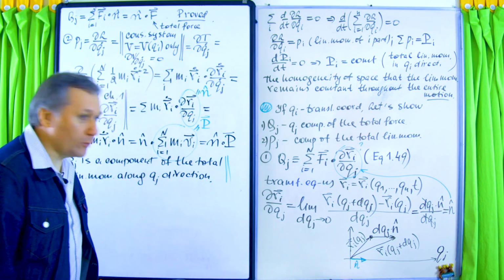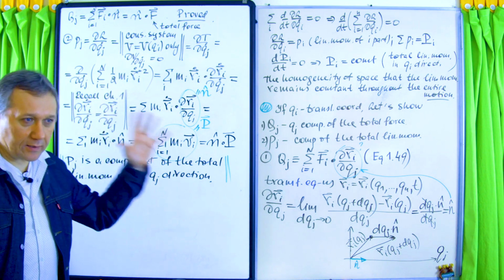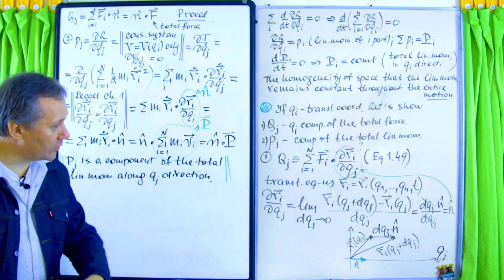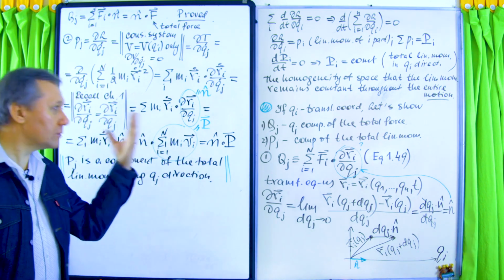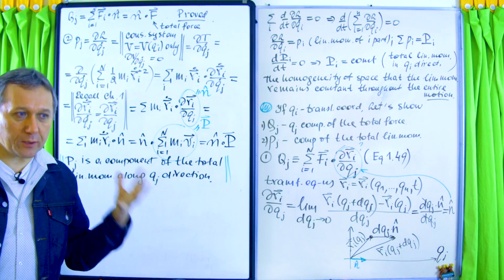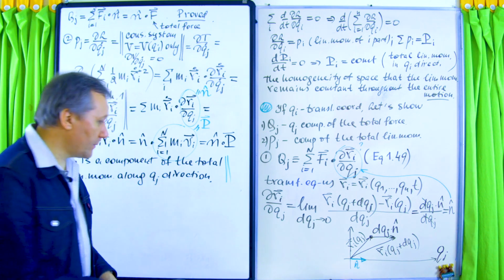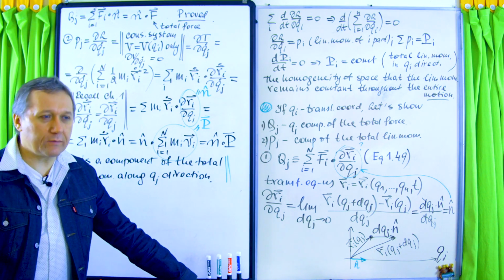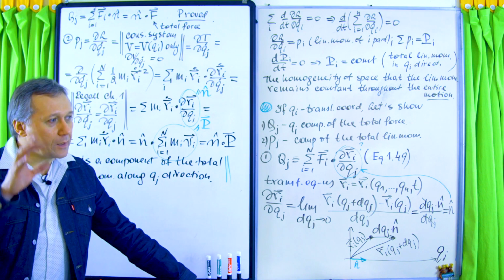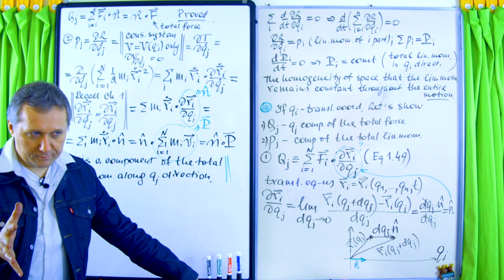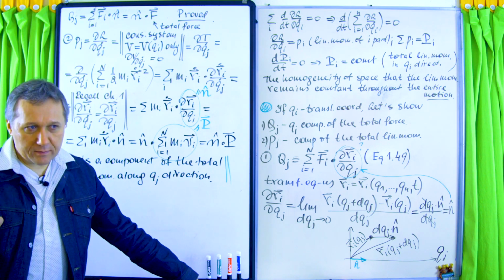So now we connected conservation of linear momentum with homogeneity of space. We showed that generalized force is a regular force, and generalized momentum is a linear momentum. Now let's do the same for angular coordinates, which will lead to the conservation of angular momentum. So if space is isotropic, isotropy of space leads to a conservation of angular momentum.